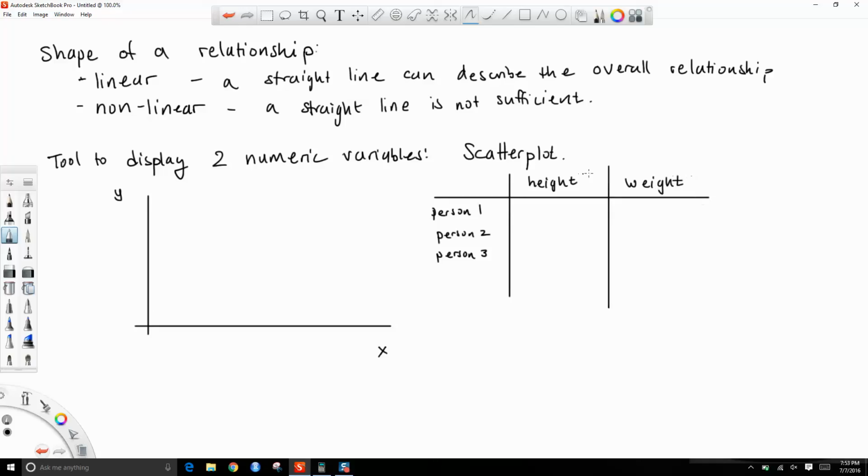Okay, and so arbitrarily I will just assign height to X and weight to Y. Okay, so maybe person 1 is 70 inches tall and weighs 170 pounds. And maybe person 2 is 65 inches tall and weighs 140. Maybe person 3 is 62 inches tall and weighs, I'm just making up numbers here, 125. Okay?